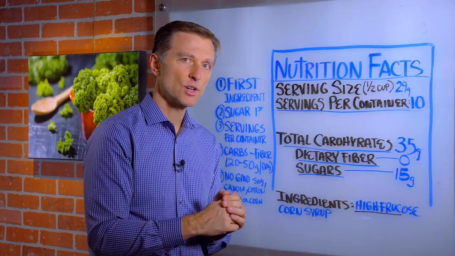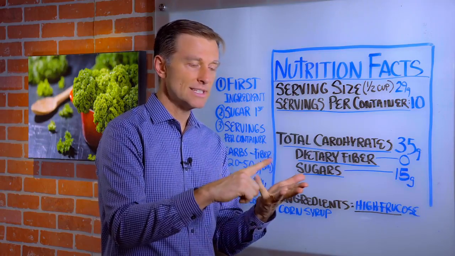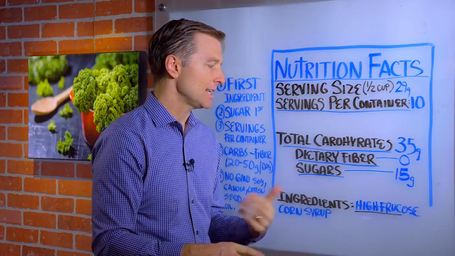Okay? So also observe all the different types of sugar. Anything at the ending of ose, like maltose, dextrose is sugar. You might see inverted sugar, cane sugar, etc., etc.